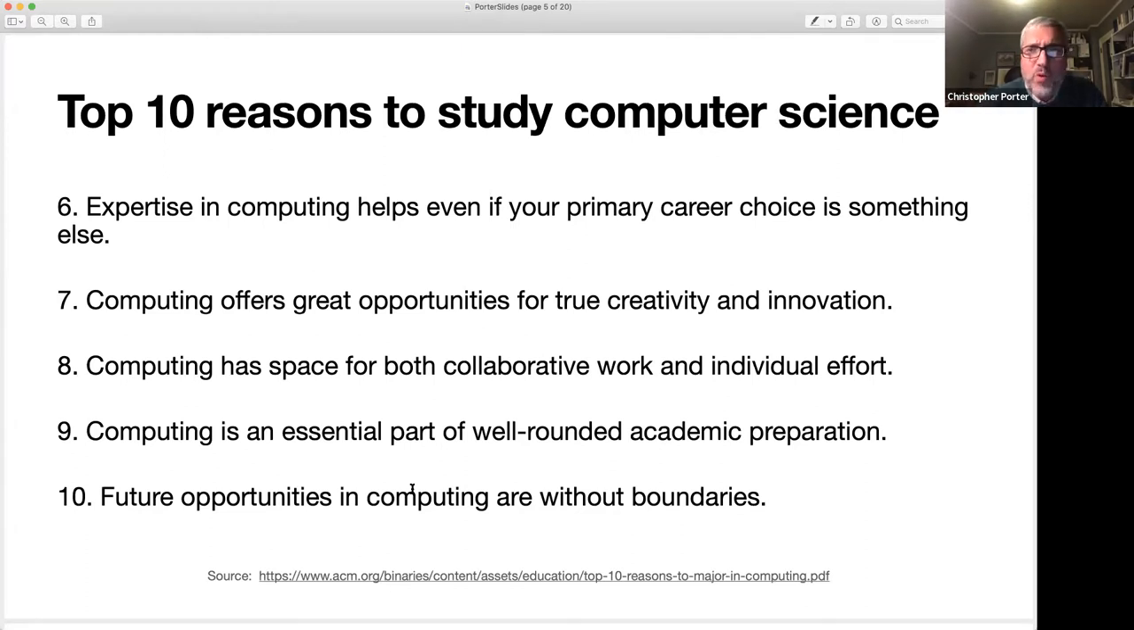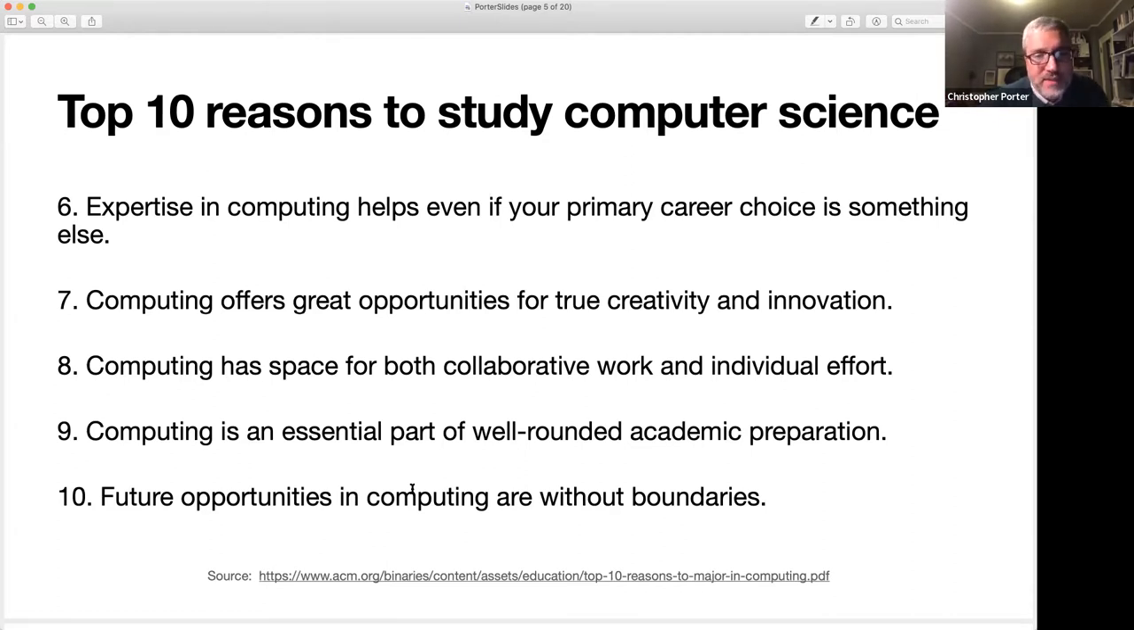I think that more and more we're finding that computing is an essential part of being well-rounded in academic preparation. Here in the United States, we are finding that high schools want to teach computing more, and this is a new opportunity. When I was in high school, there was very little computing going on, and now it's becoming almost part of the standards.